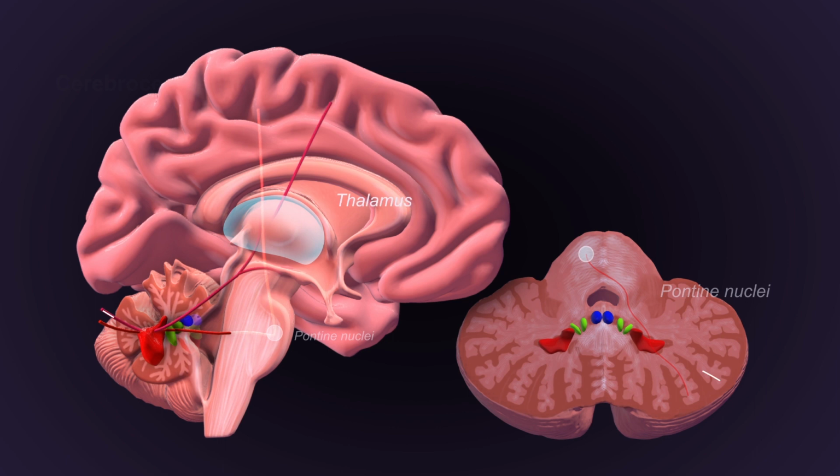Outputs project through the dentate nuclei to the thalamus, continuing to the motor, premotor, and prefrontal cortices. This information then descends in the corticospinal and reticulospinal tracts. Putting it all together, the cerebellum and cerebral cortex, or corticospinal tracts, are in a constant feedback loop through multiple pathways, all related through the thalamus.